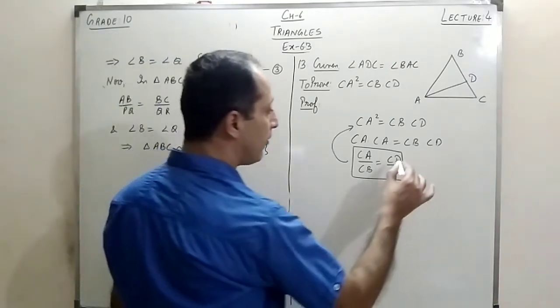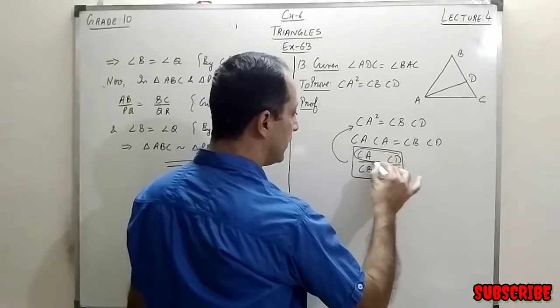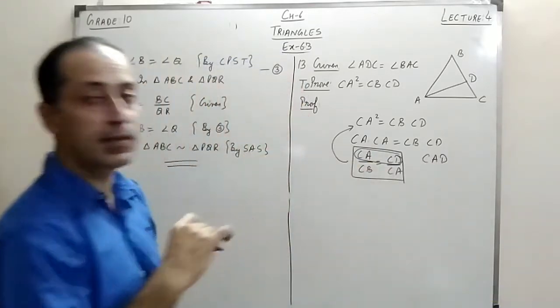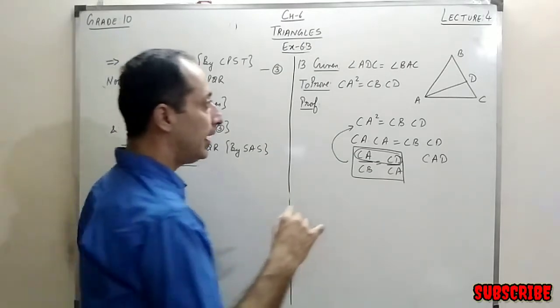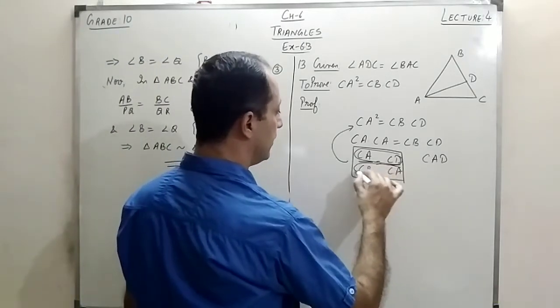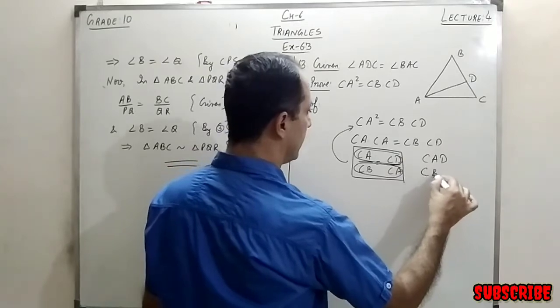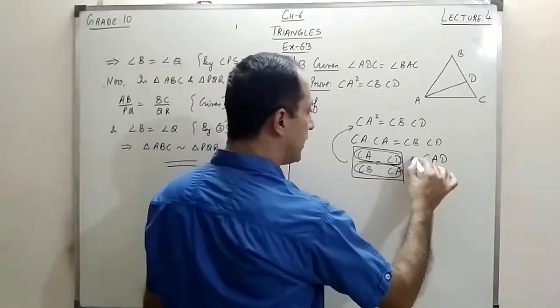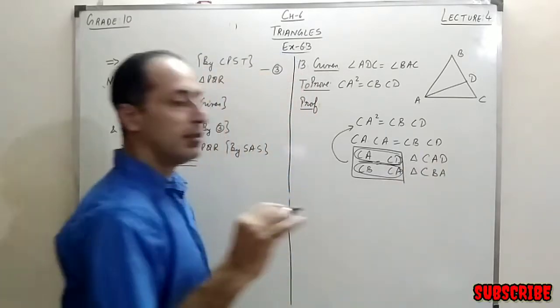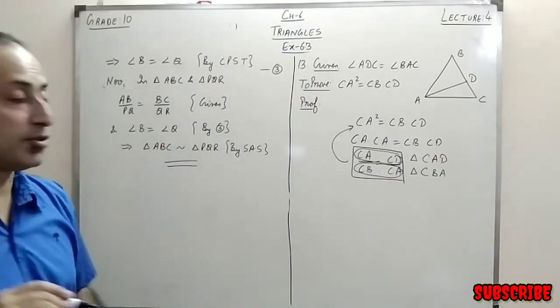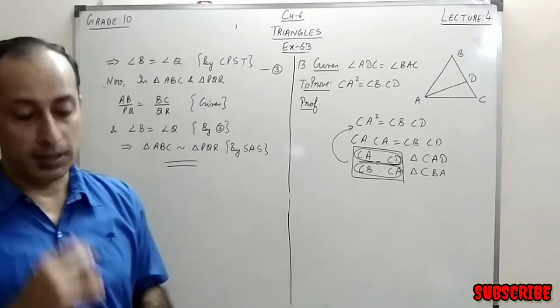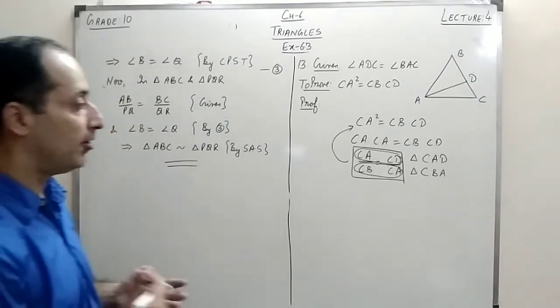So if I see from here I have something CAD. Right? And if I talk from here, I have something CBA. It means these two triangles I have to prove as similar. Then I have to ask next question. What is the order of the triangle? That is most important.